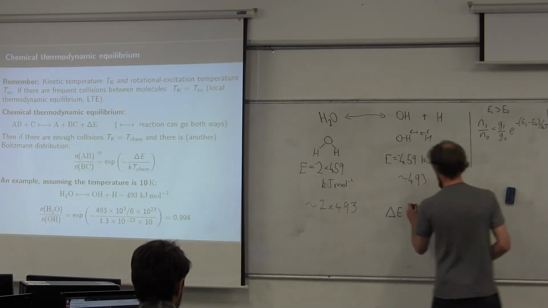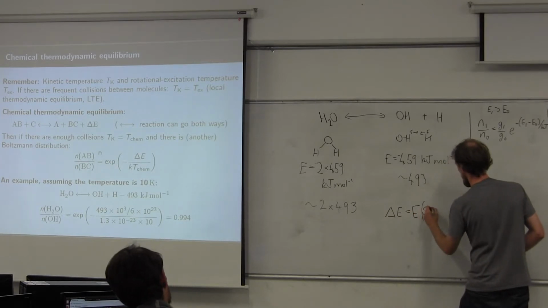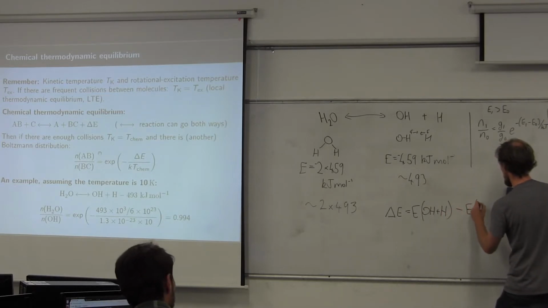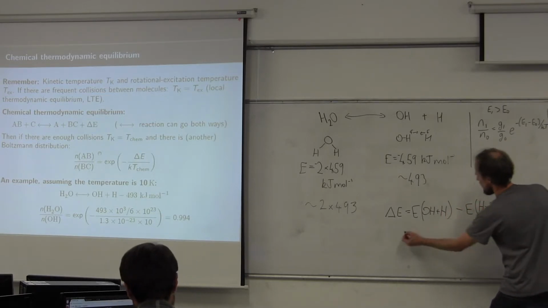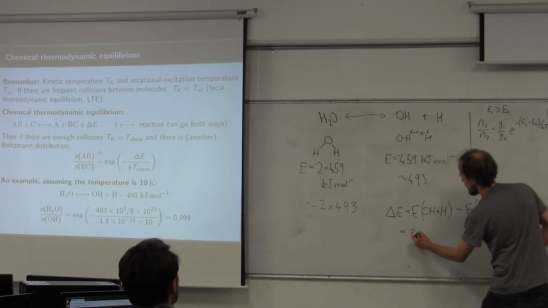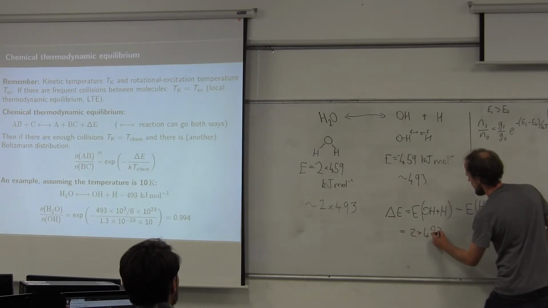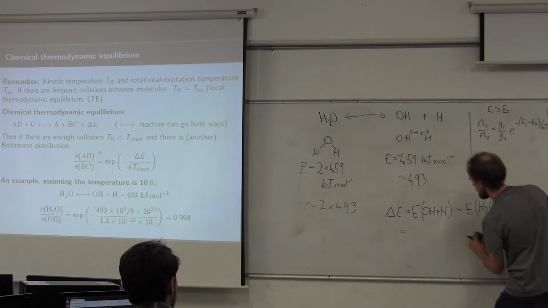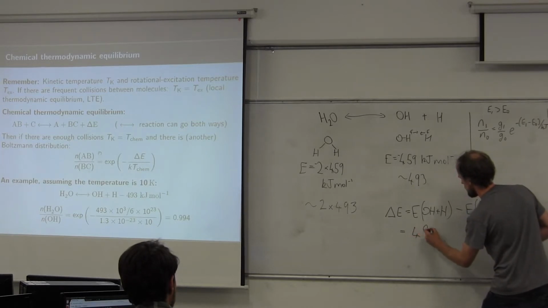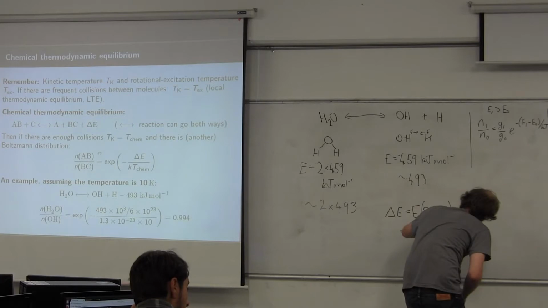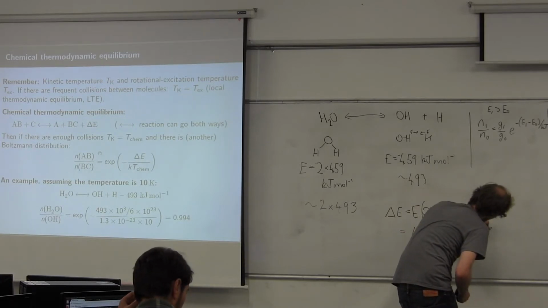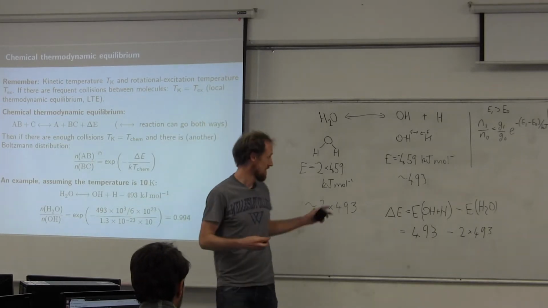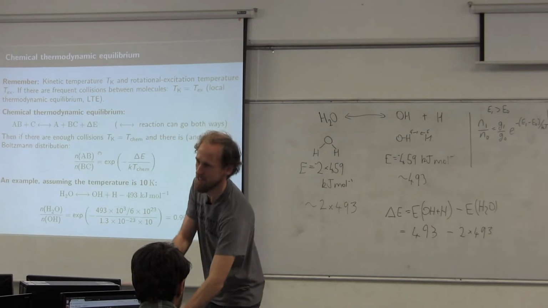is the energy of OH plus H minus the energy of H2O equals 2 times 493 minus 493. No, other way around. So that gives us the negative number here. So sorry, that's an unnecessary confusion. I'm sorry to introduce that, but okay.